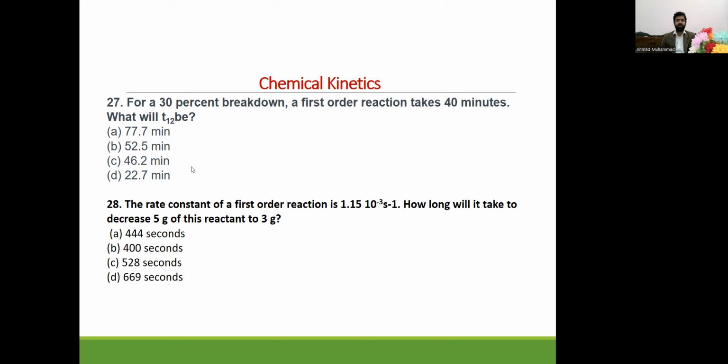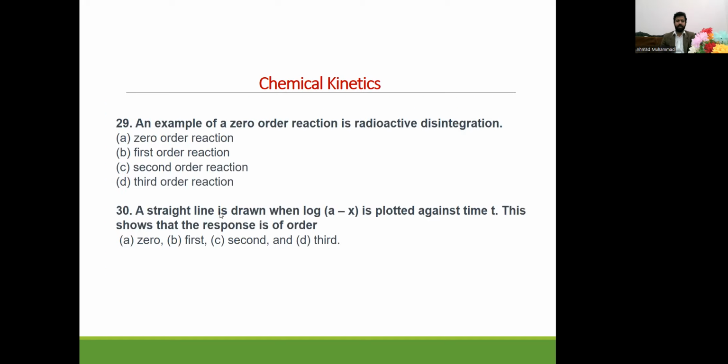The rate constant of a first order reaction is 1.15 × 10^-3 per second. How long will it take to decrease 5 gram of this reactant to 3 gram? 444 seconds, 400 seconds, 528 seconds, 669 seconds. So the right option is A. If we calculate the value, we get 444 seconds.